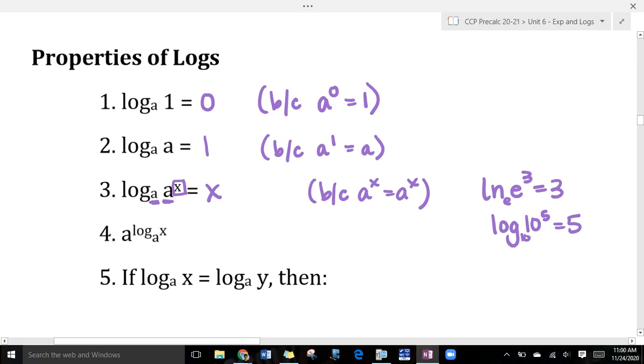So if the base and the argument are the same, your value is the exponent, because a log is asking what's the exponent. We got it. It's right there. Next one's rearranged a little bit.